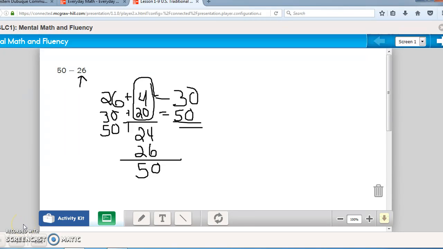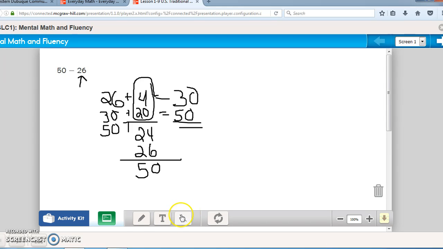Great, this is lesson 19, U.S. traditional subtraction. So the focus in this lesson is for you to be able to subtract problems using different strategies and to introduce you to the U.S. traditional subtraction method. So one way that they're giving you to subtract is the counting up method.